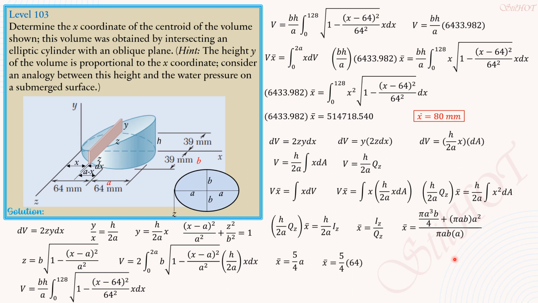So x bar is 5/4 of A, and A is 64. Therefore, x bar is 80 mm. So that's it for this problem.